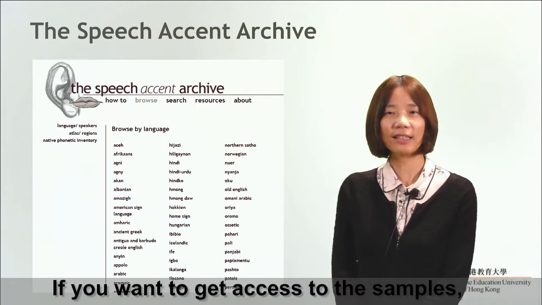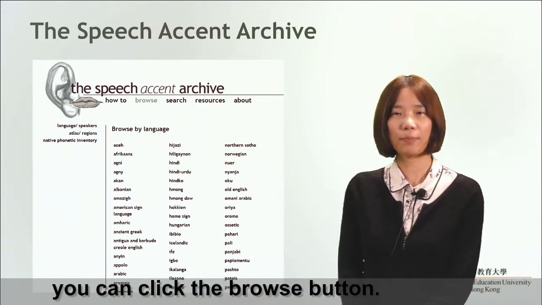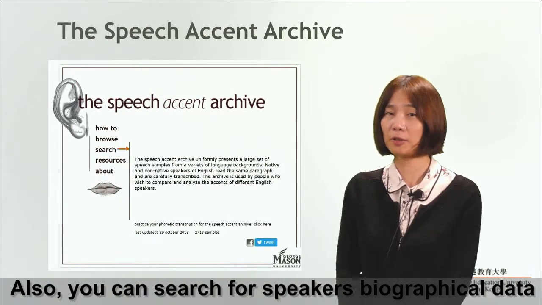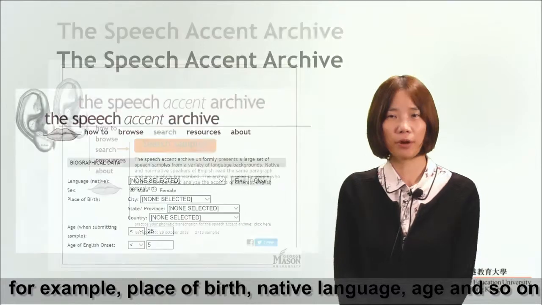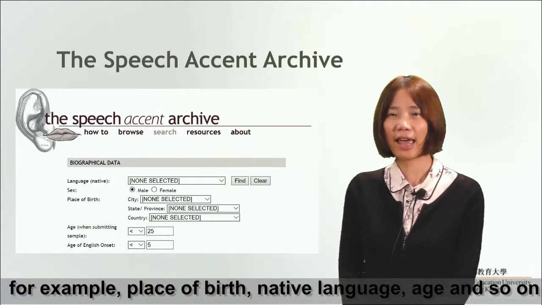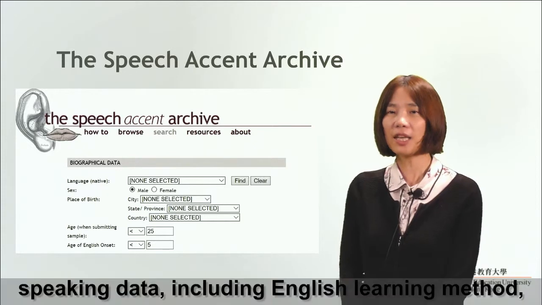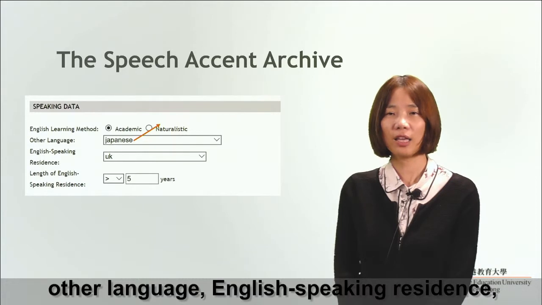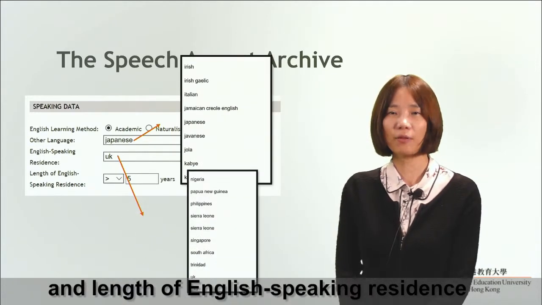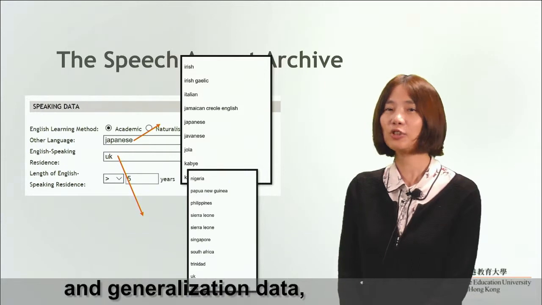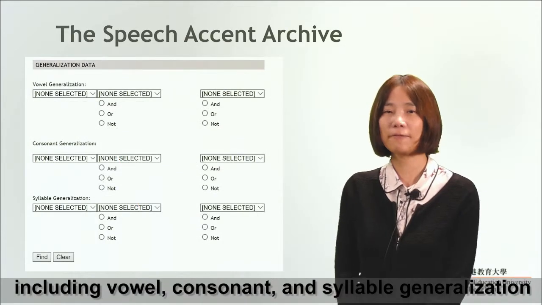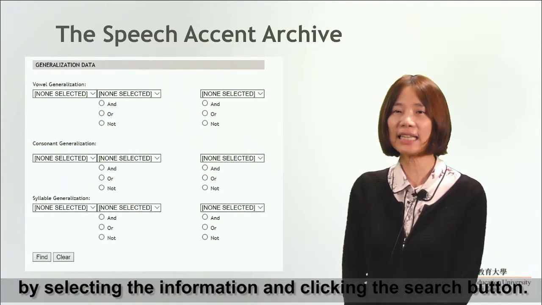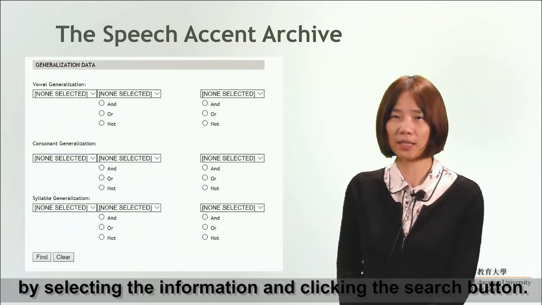If you want to get access to the samples, you can click the Browse button. Also, you can search for speakers' biographical data, for example, place of birth, native language, age, and so on. Speaking data, including English learning method, other language, English-speaking residence, and the length of English-speaking residence, and generalization data, including vowel, consonant, and syllable generalization, by selecting the information and clicking the Search button.